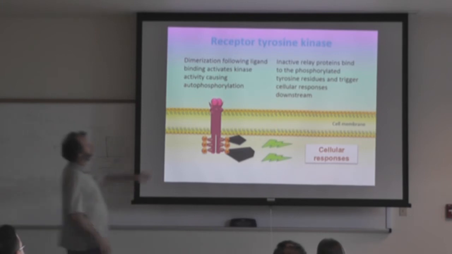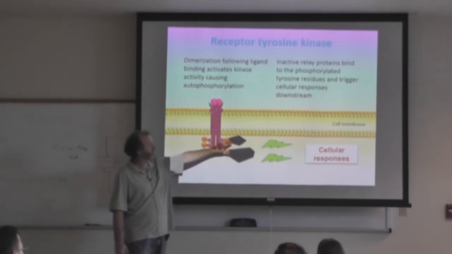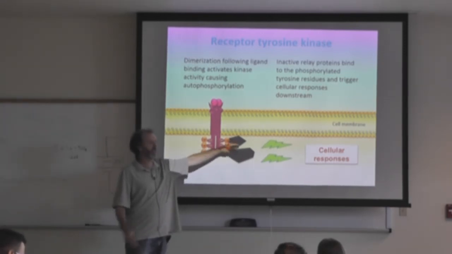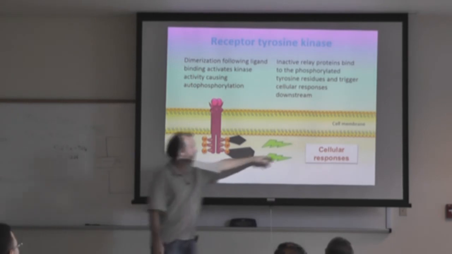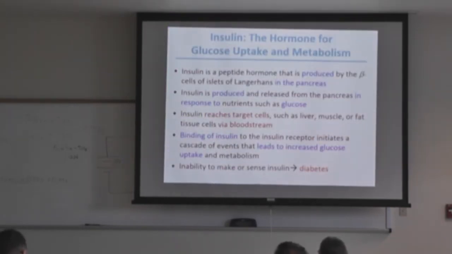That activates binding to other proteins that will bind to the phosphorylated tyrosine kinase. They get phosphorylated, and that transduces signals and ultimately results in cellular responses. And the one example we look at here is the insulin receptor.